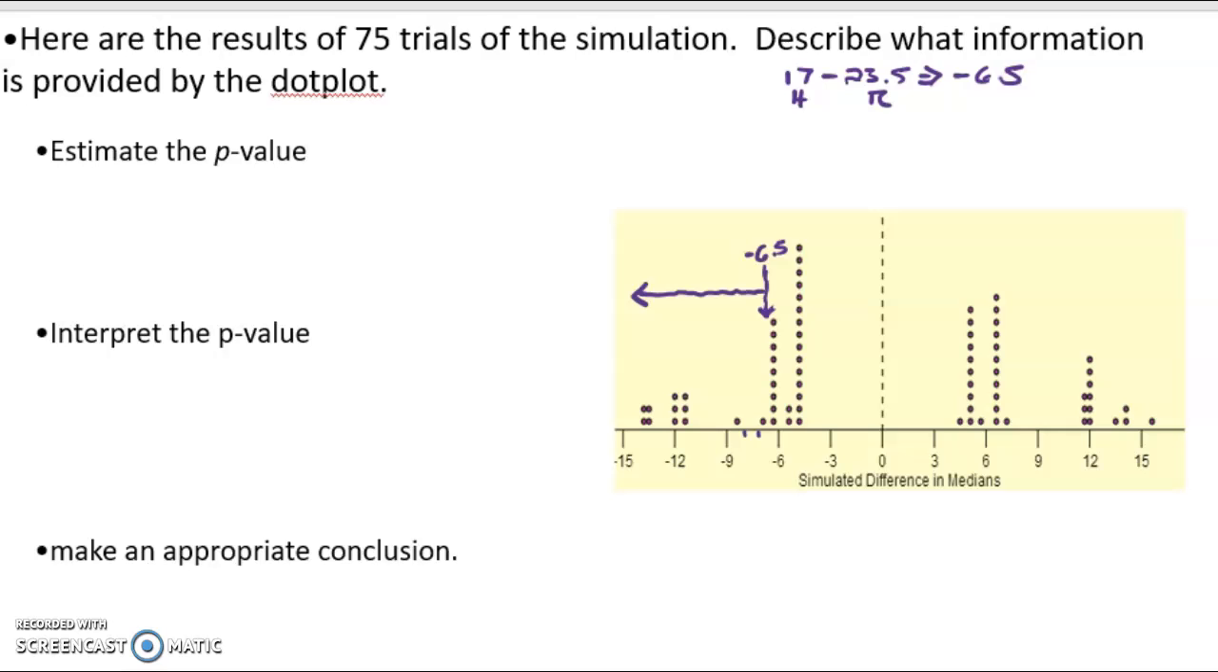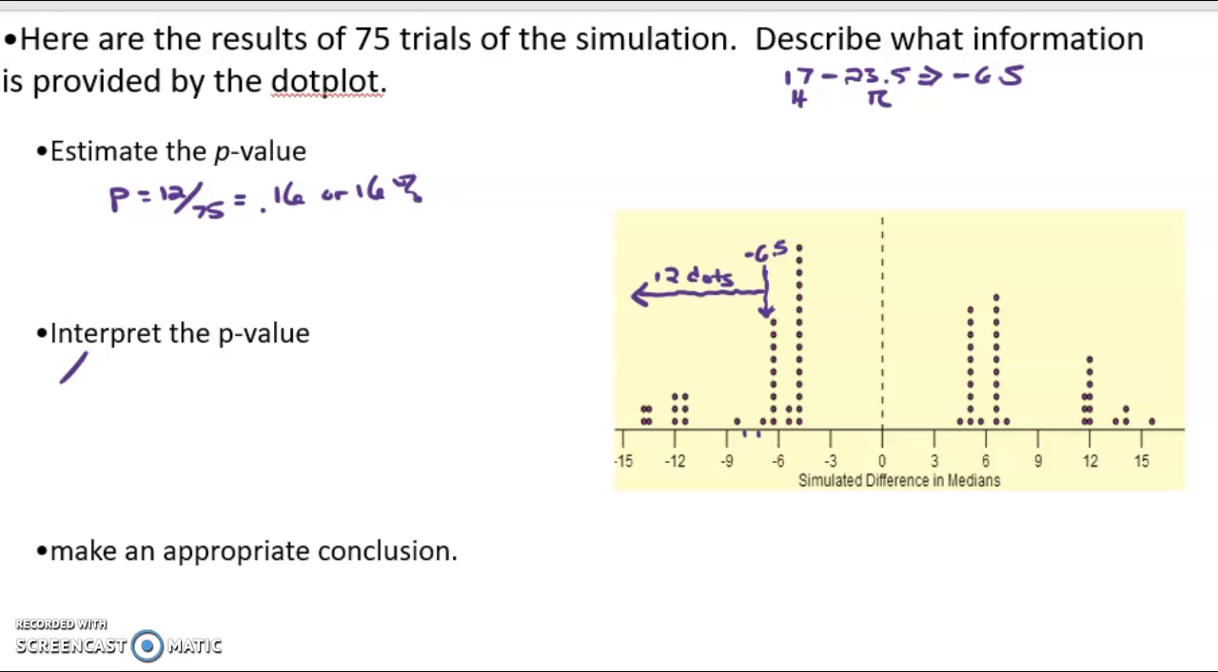So if you count up the dots, you got 1, 2, 3, 4, 5, 6, 7, 8, 9, 10, 11, 12. I'm counting 12 dots going this way. So estimate your p-value. You're going to say 12 divided by 75, which is going to give you a nice cool 0.16. Ooh, I better hurry. Or 16%.